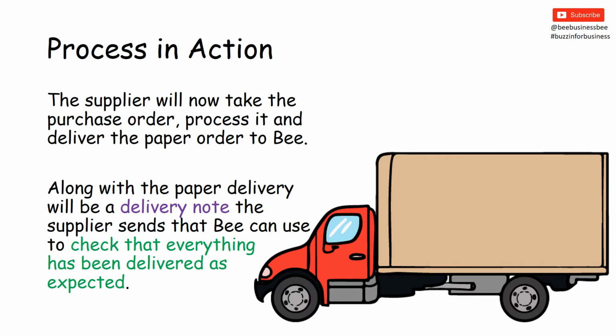The supplier will take that order and of course they will deliver the order. As you can see there, the supplier brings the paper to B, and along with the paper delivery they will give B a piece of paper which will be called the delivery note. The delivery note is the ability for B to check off everything that's been delivered. Basically, delivery note is what it says it is. It's all the items that have been delivered in the order.